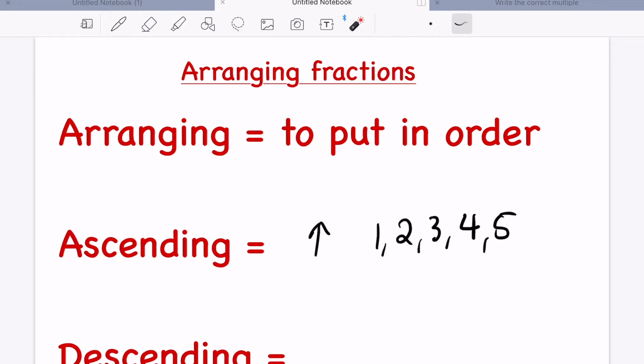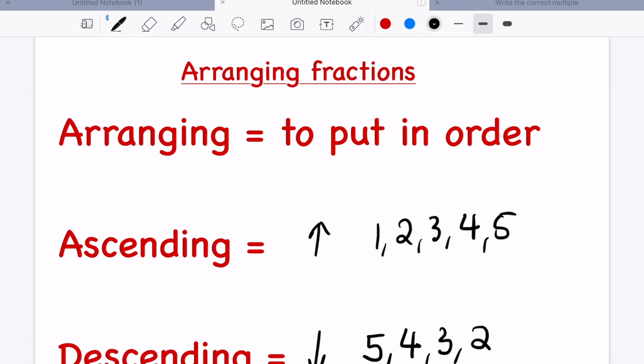Now descending, what does it mean? It means to go down. All right, ascending is up. Descending is down. So if I want to write this in descending order, how do we write it? 5, 4, 3, 2, 1. So ascending is going up, descending is going down.